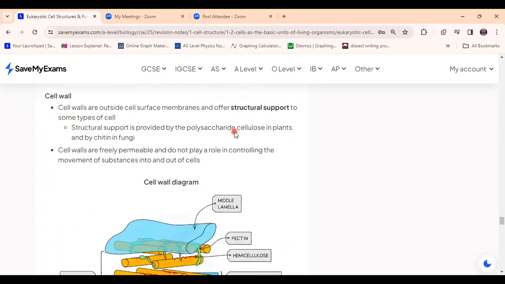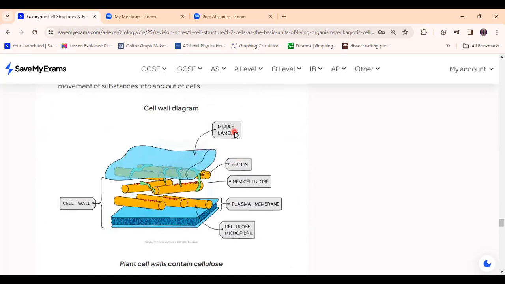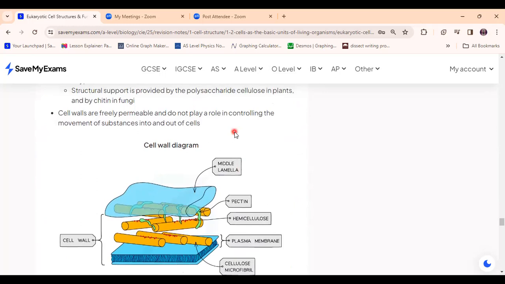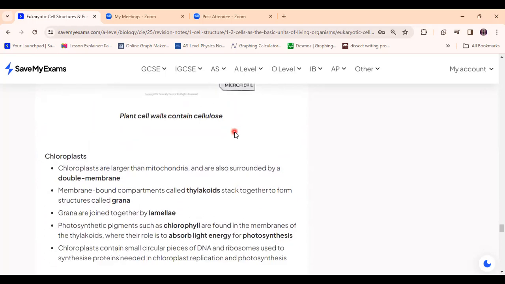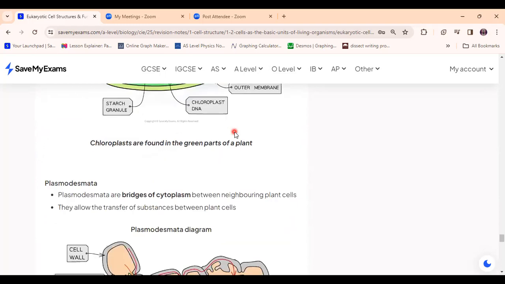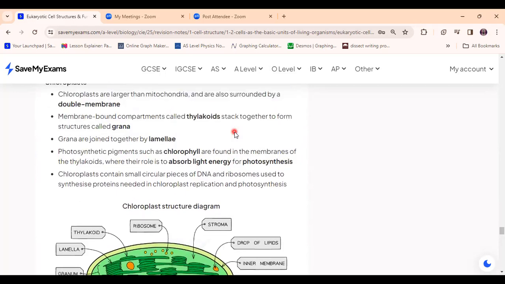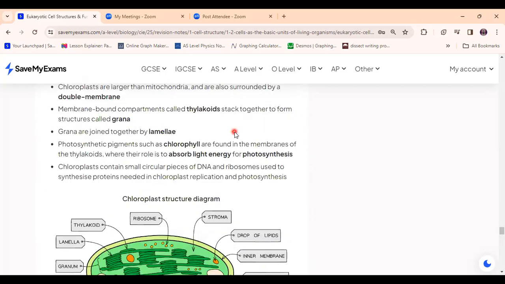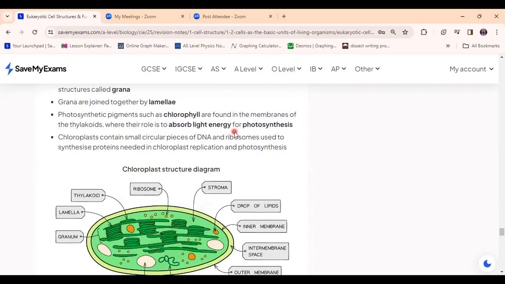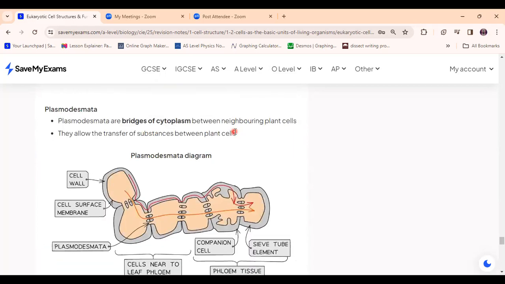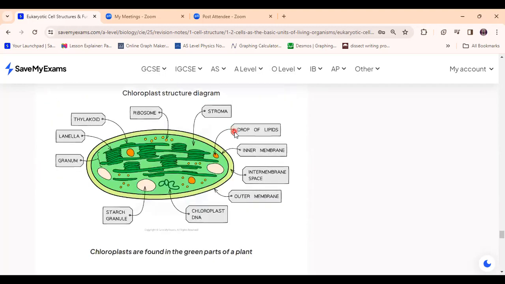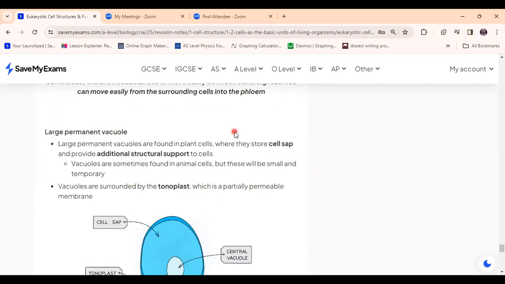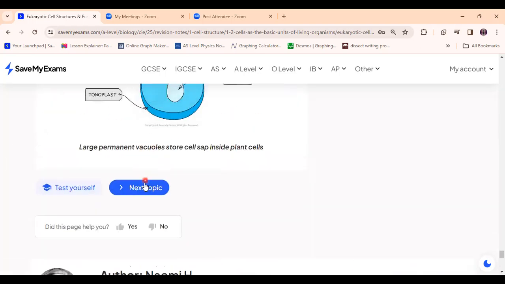Cell wall, that's very boring. It's made up of beta glucose, which are 180 degrees rotated. You've got chloroplast. Well, we'll be exploring chloroplast in more detail in the chapter where we deal with photosynthesis. We've got plasmodesmata, also something that you'll be dealing with in another chapter. We've got a large permanent vacuole in plant cells.